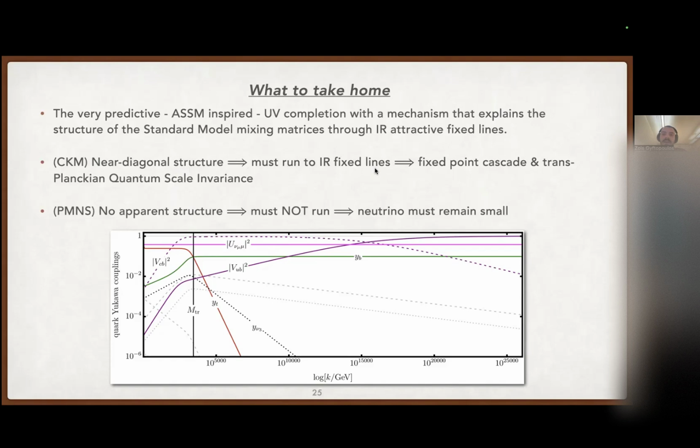So all in all, the near-diagonal structure can emerge from RG flows towards infrared fixed lines. And this can happen by assuming some trans-Planckian quantum scale invariance, allowing the QFT to hold for very, very long scales. And in this specific top-bottom cascade, we can actually achieve the structure. And the PMNS, which has no apparent structure, must not run, and so the neutrinos must remain small.